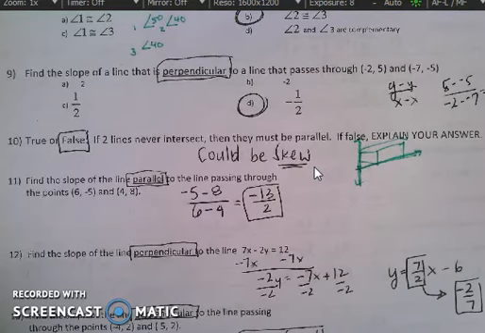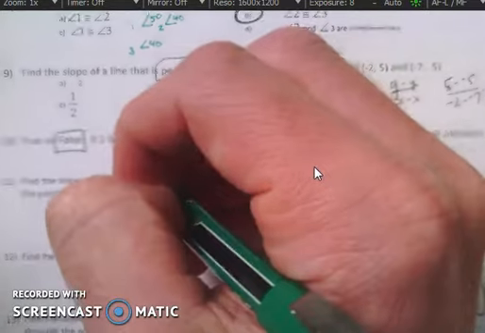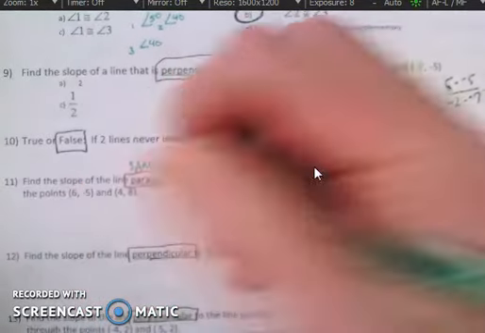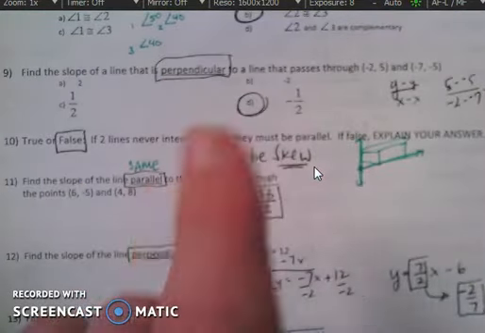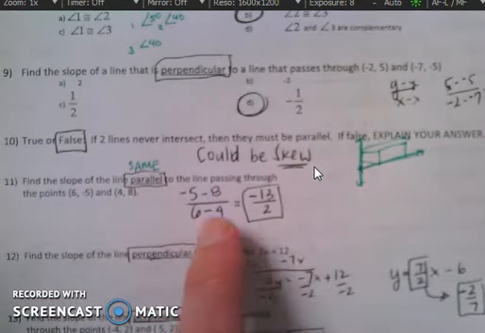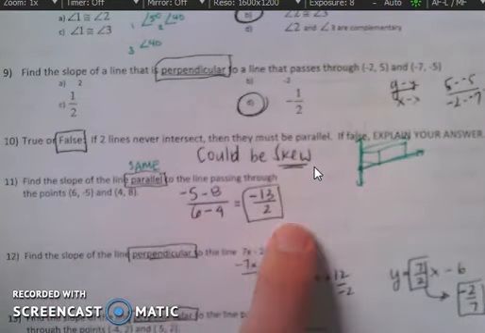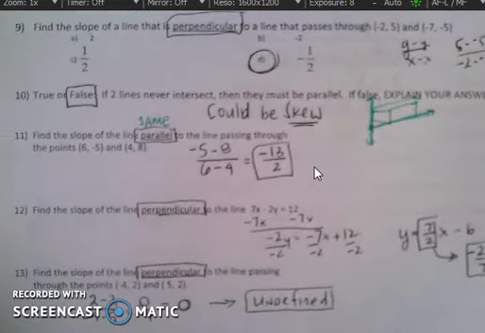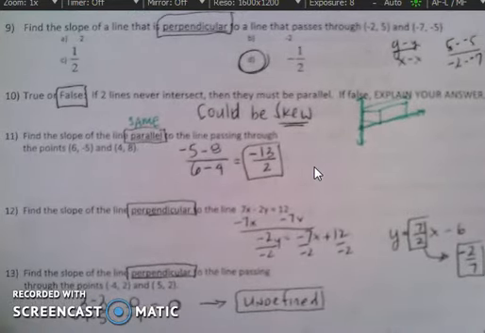Find the slope of a line parallel. Well, parallel means same slope. So parallel means same slope. So all I had to do is find the slope of this first one, which is negative 13 over 2, and then I just leave it. Don't have to change it. Okay? And moving our way down to number 12.